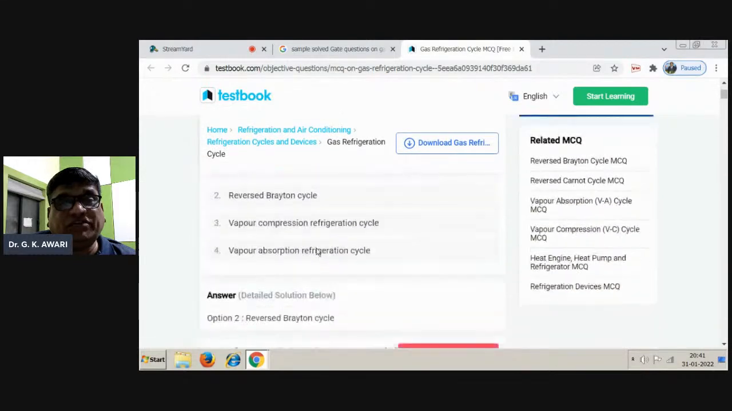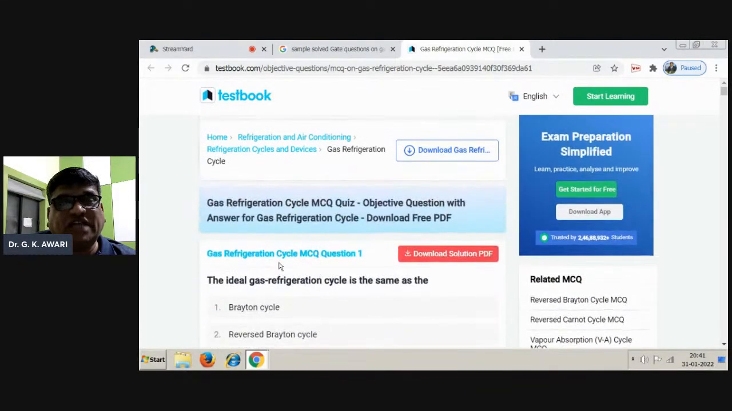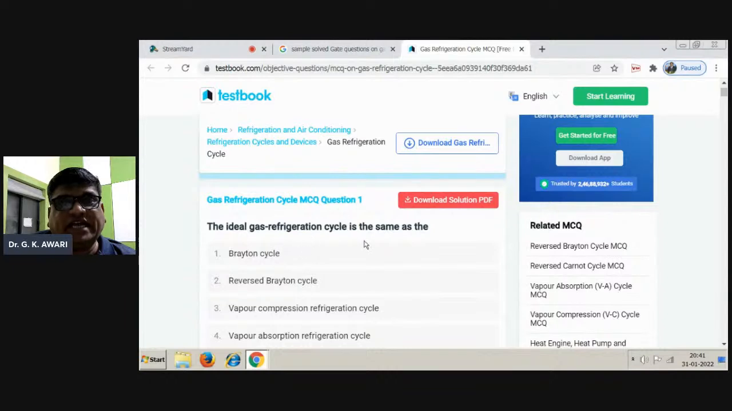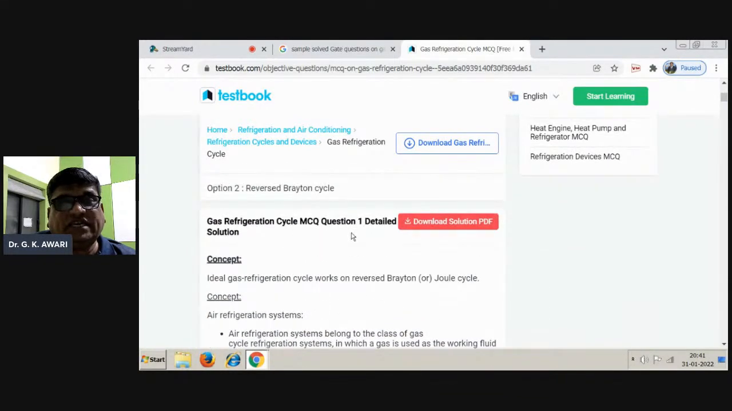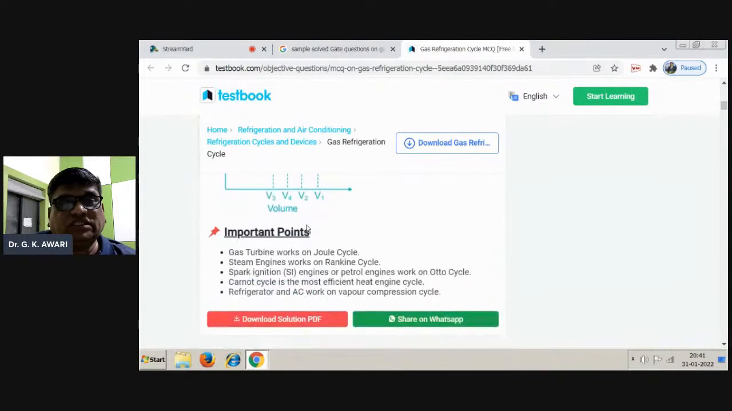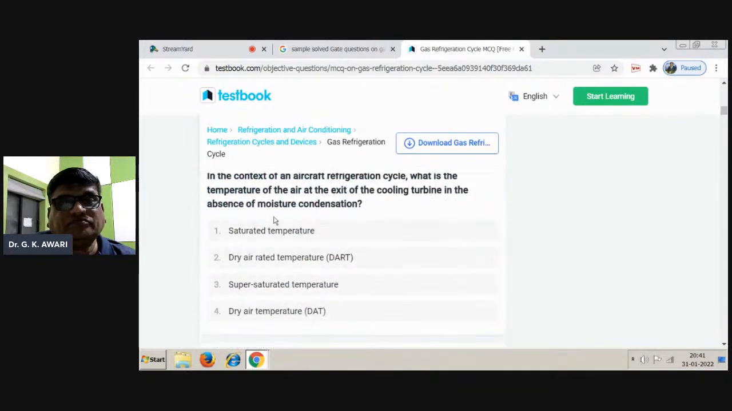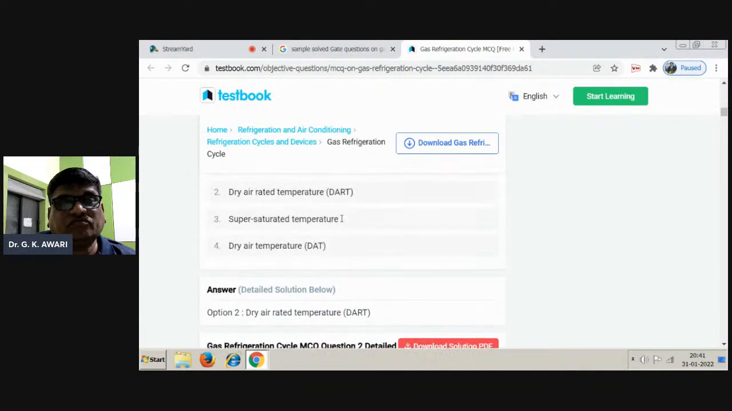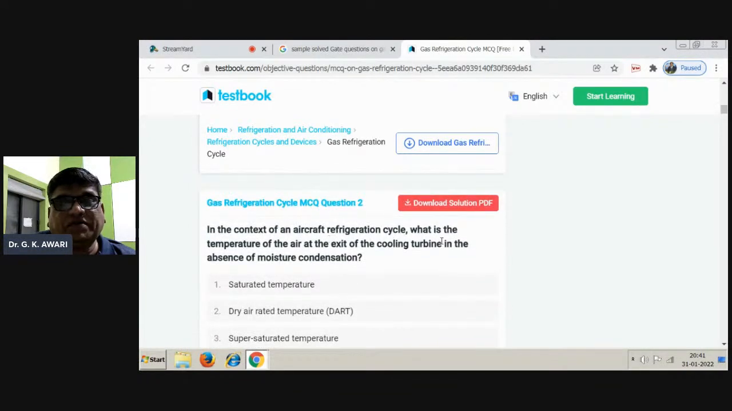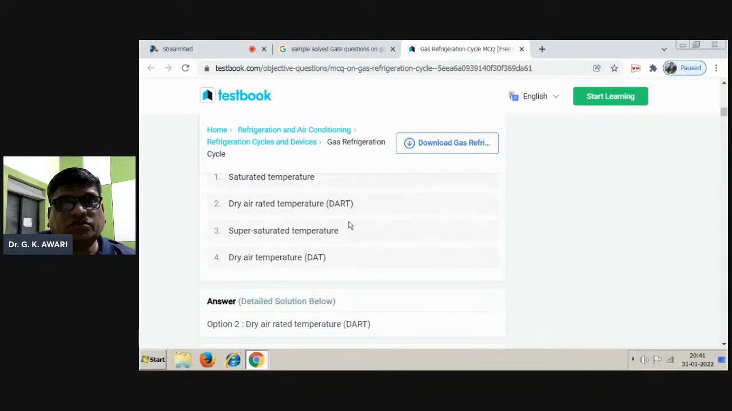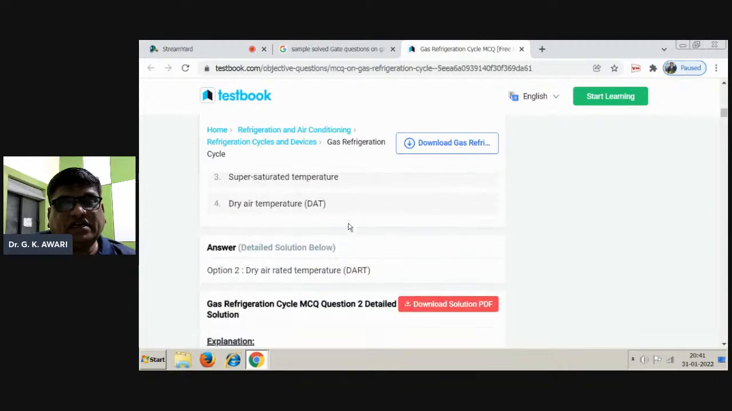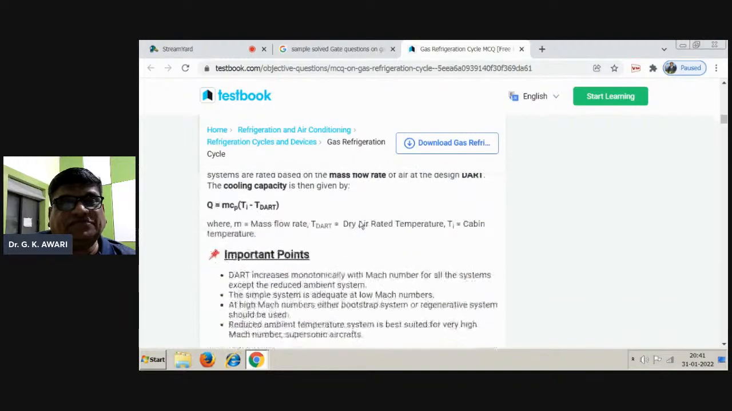Okay, these are based on gas refrigeration. So the ideal gas refrigeration cycle is the same as the reverse Brayton cycle. Gas refrigeration cycle MCQ, so the concept is also explained. In the context of an aircraft refrigeration cycle, what is the temperature of the air at the exit of the cooling turbine in the absence of a moisture condenser? It is the dry air rated temperature.